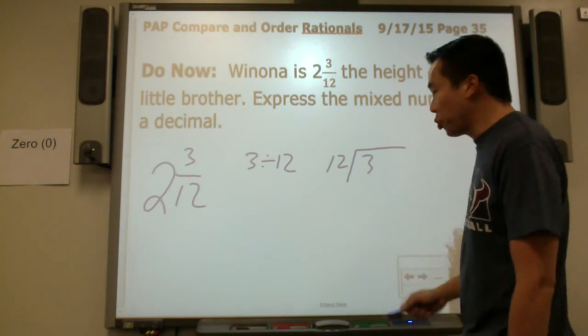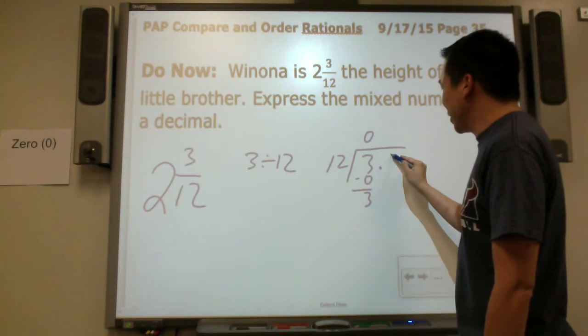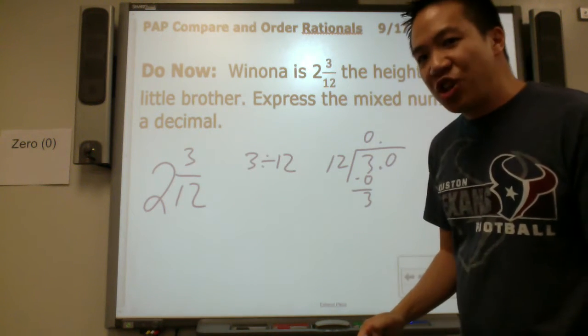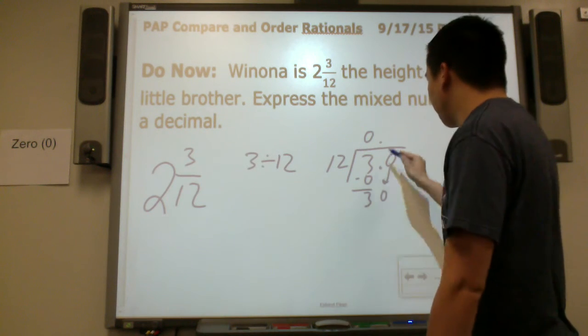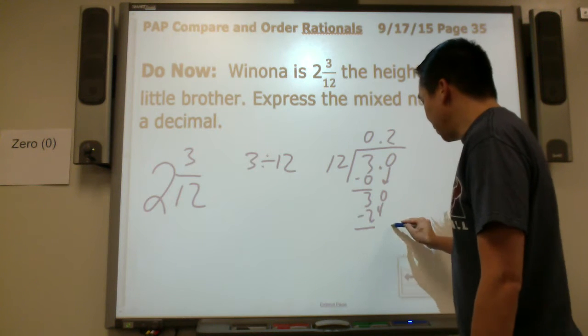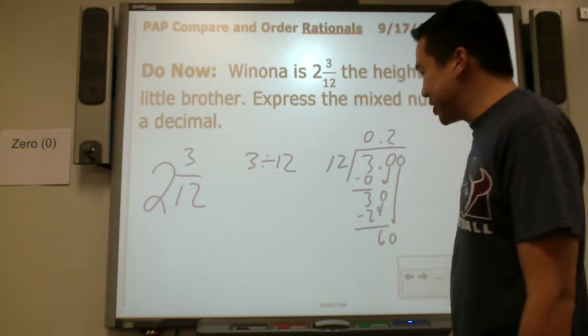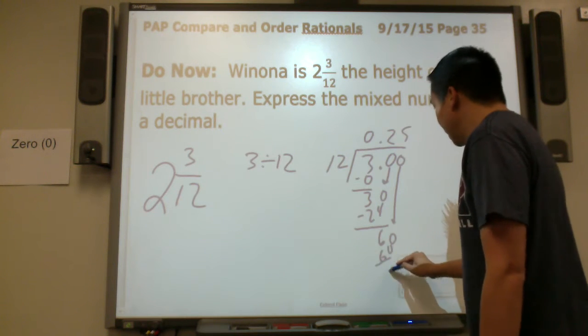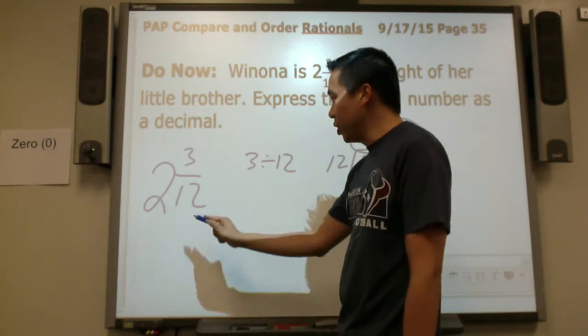Can 12 go into 3? No, 0 times. Add a 0.0. Again, it does not change its value. Bring down the 0. How many groups of 12 go into 30? 2 times. 30 minus 24 is 6. Add another 0. Bring it down. How many groups of 12 go into 60? 5 times. So the decimal for 3/12 is 0.25.